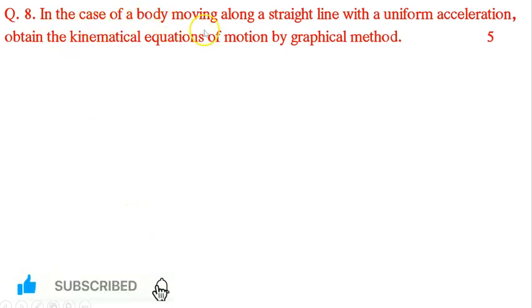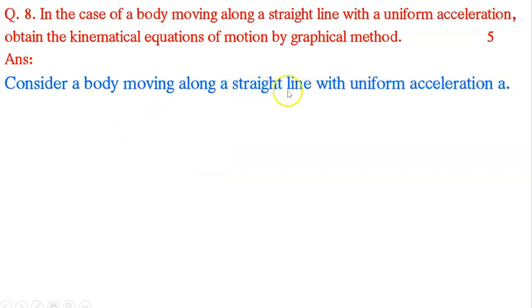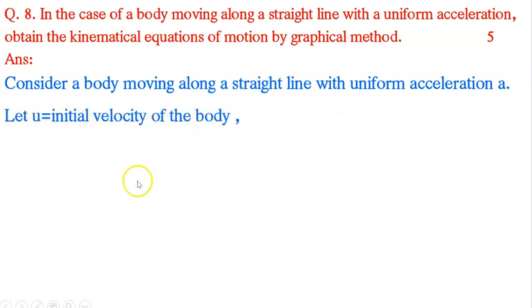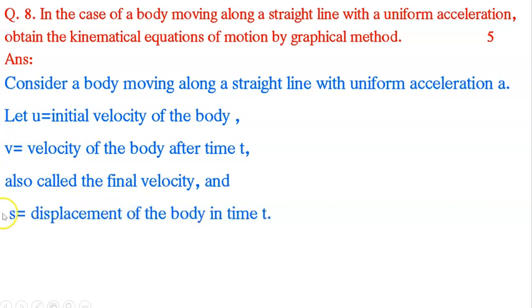Now next example. In the case of a body moving along a straight line with a uniform acceleration, obtain the kinematical equations of motion by graphical method. This is for 5 marks. Now consider a body moving along a straight line with uniform acceleration a. Let u be the initial velocity of the body, v be the velocity of the body after time t, also called the final velocity, and s be the displacement of the body in time t.